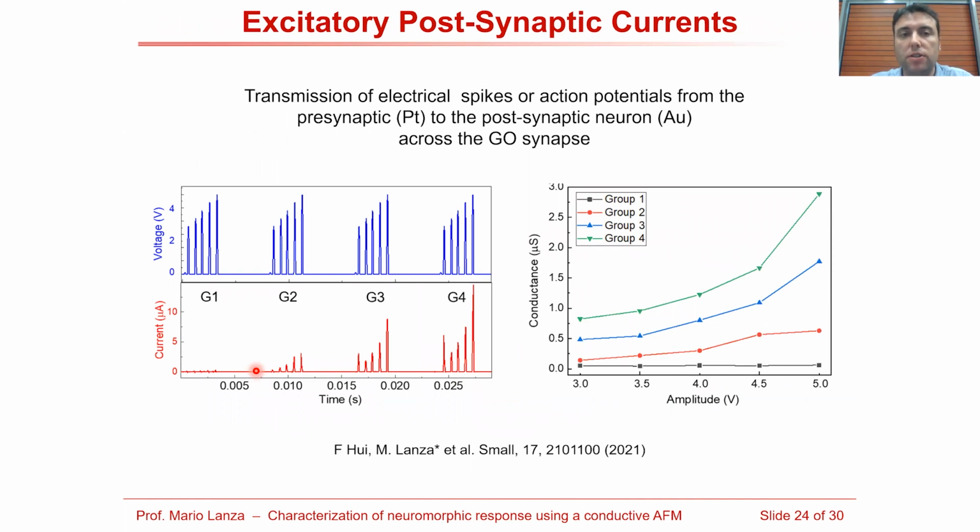In the next step, we measure excitatory postsynaptic currents, which is basically the transmission of electrical spikes or action potentials from the presynaptic electrode, which is the platinum electrode in our system, to the postsynaptic neuron, which is copper. Actually, here, I'm sorry, this should be copper. So here we observe 4 trains of pulses, and the voltage of the pulses is increasing in each train. And what we observe is that this signal is starting to transmit successfully to the postsynaptic neuron.